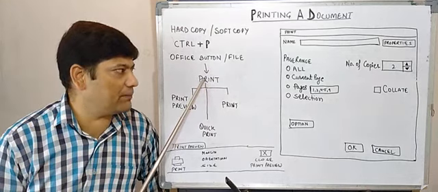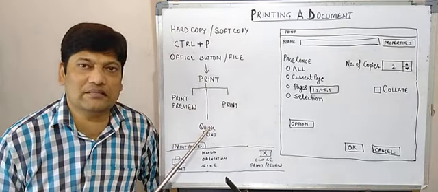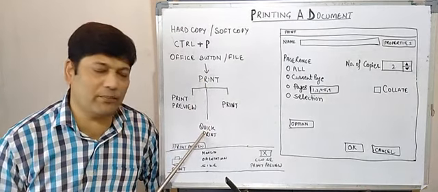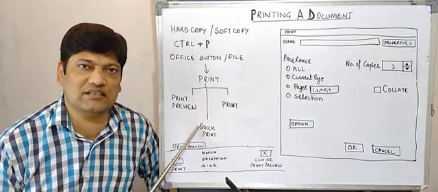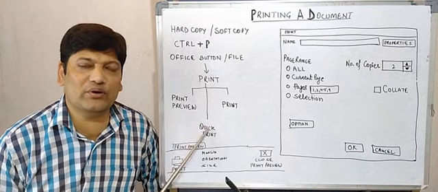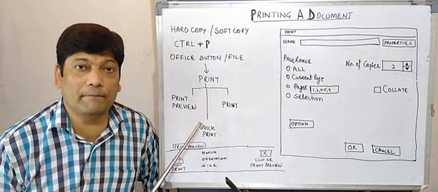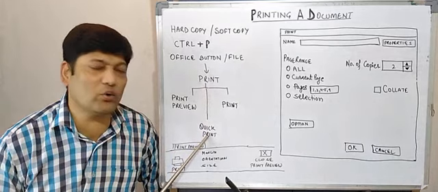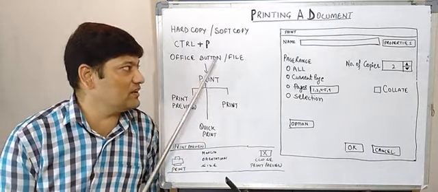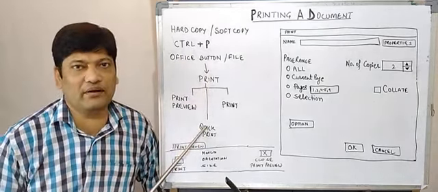When you click on the Print option, you will get three things. Either you can use Quick Print. Quick Print means you are not going to make any changes in the settings, and you immediately need one copy of your document. So you just click Print and then Quick Print. So: Office button, File, Print and Quick Print.